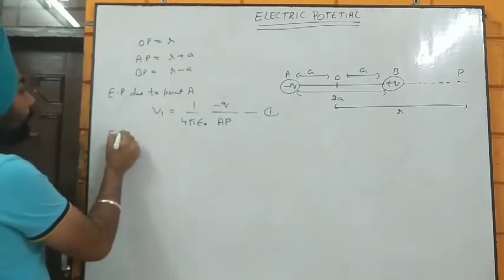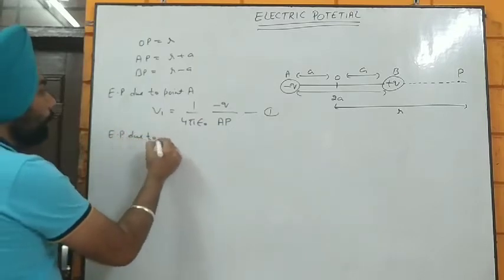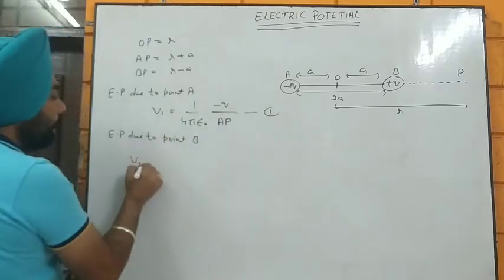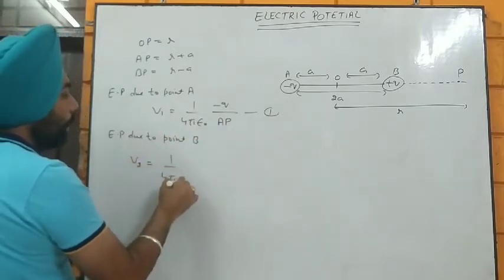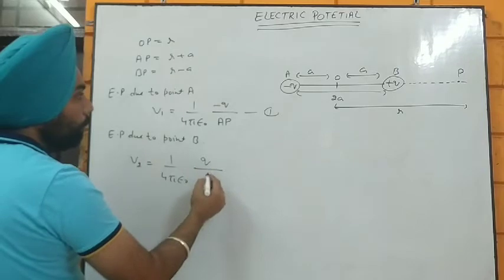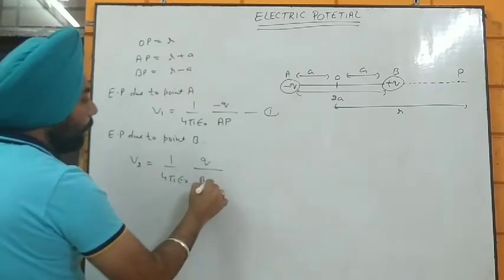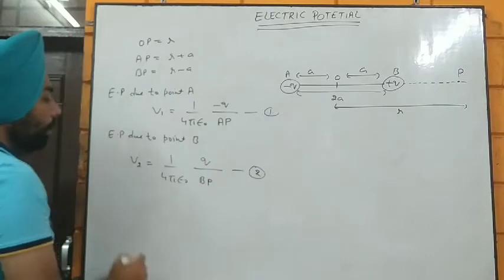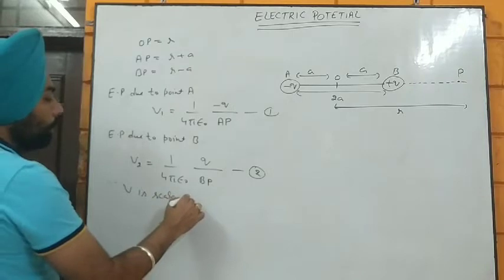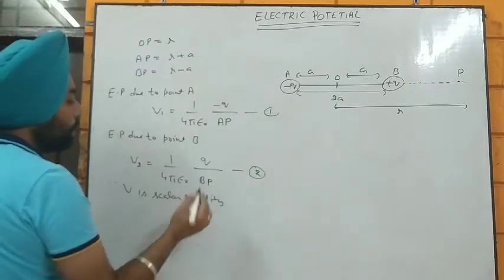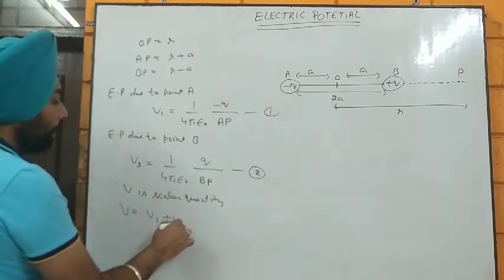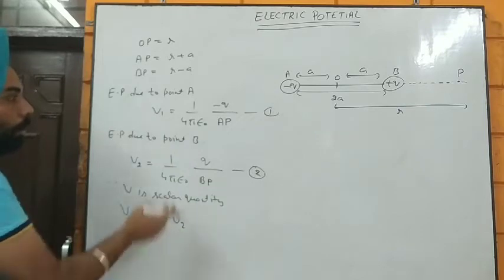Now the electric potential due to point B, let's say that is V2. It is 1 by 4 pi epsilon naught, now we take the charge Q here, over BP, equation number 2. Because potential is a scalar quantity, we are not going into directions. The total potential is going to be the sum of the two potentials due to A and B.